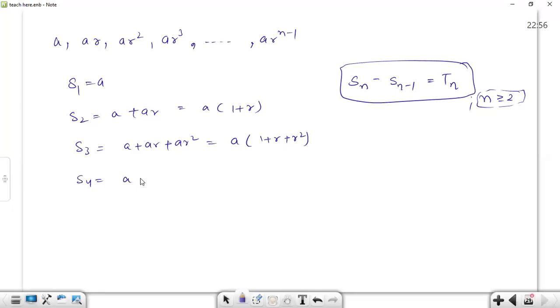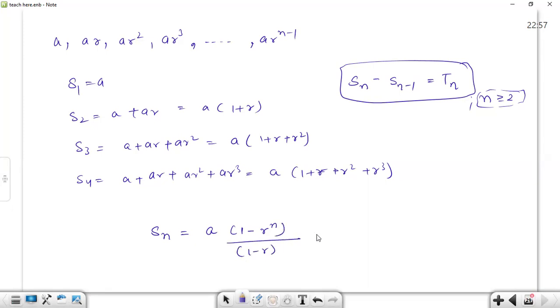Fourth term, a sum of four terms. So a plus ar, ar square, ar cube. This becomes a into 1 plus r plus r square plus r cube. So we may conclude by saying that the sum of n terms becomes a multiplied with 1 minus r raised to power n divided by 1 minus r, or a into r raised to power n minus 1 divided by r minus 1.